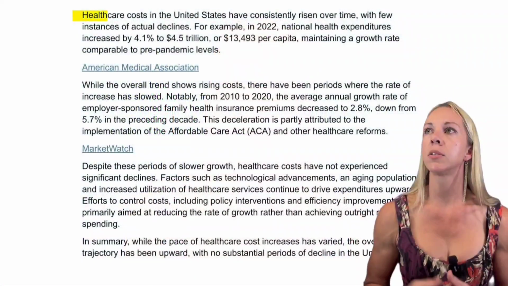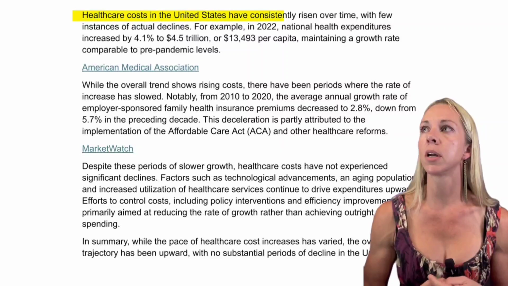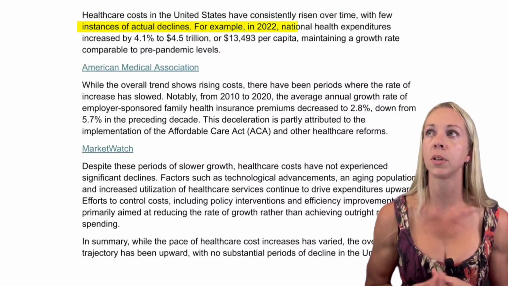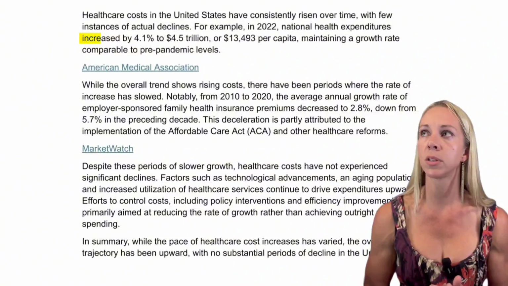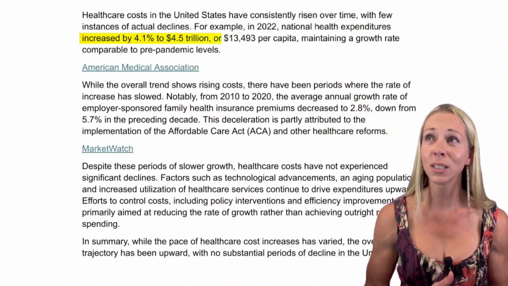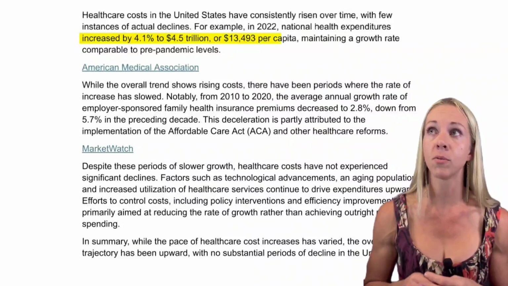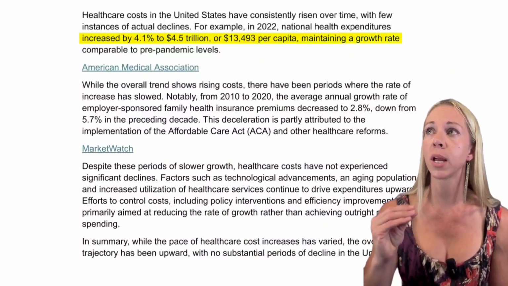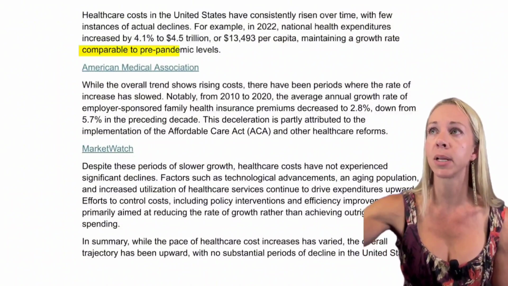So let's see. I Googled it. It comes up with this 11 years of Obamacare. Again, it gets political. It goes to the sports article. Healthcare costs in the United States have consistently risen over time with few instances of actual declines. For example, in 2022, national health expenditures increased by 4.1% to $4.5 trillion, which is $11,493 per capita. That's per person, maintaining growth rate comparable to pre-pandemic levels.